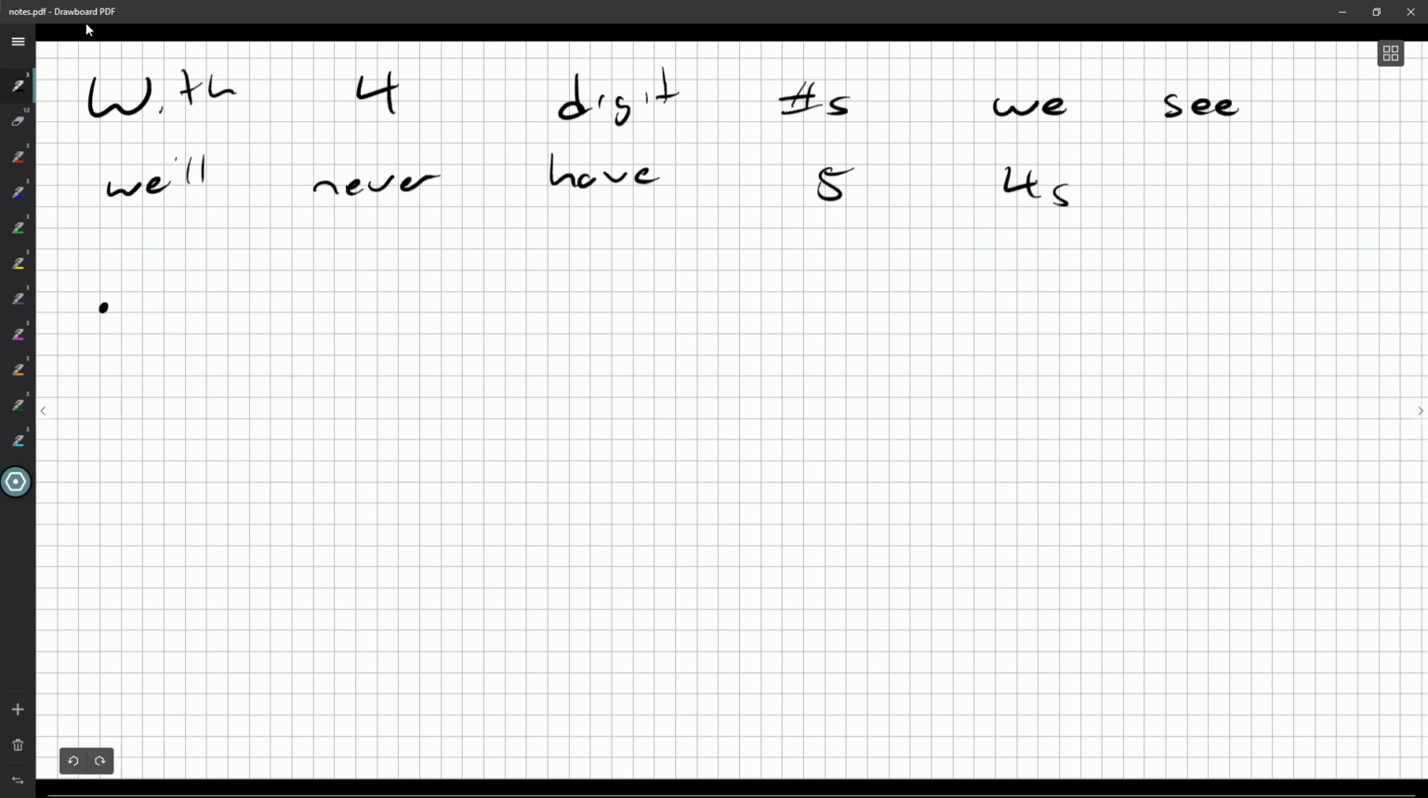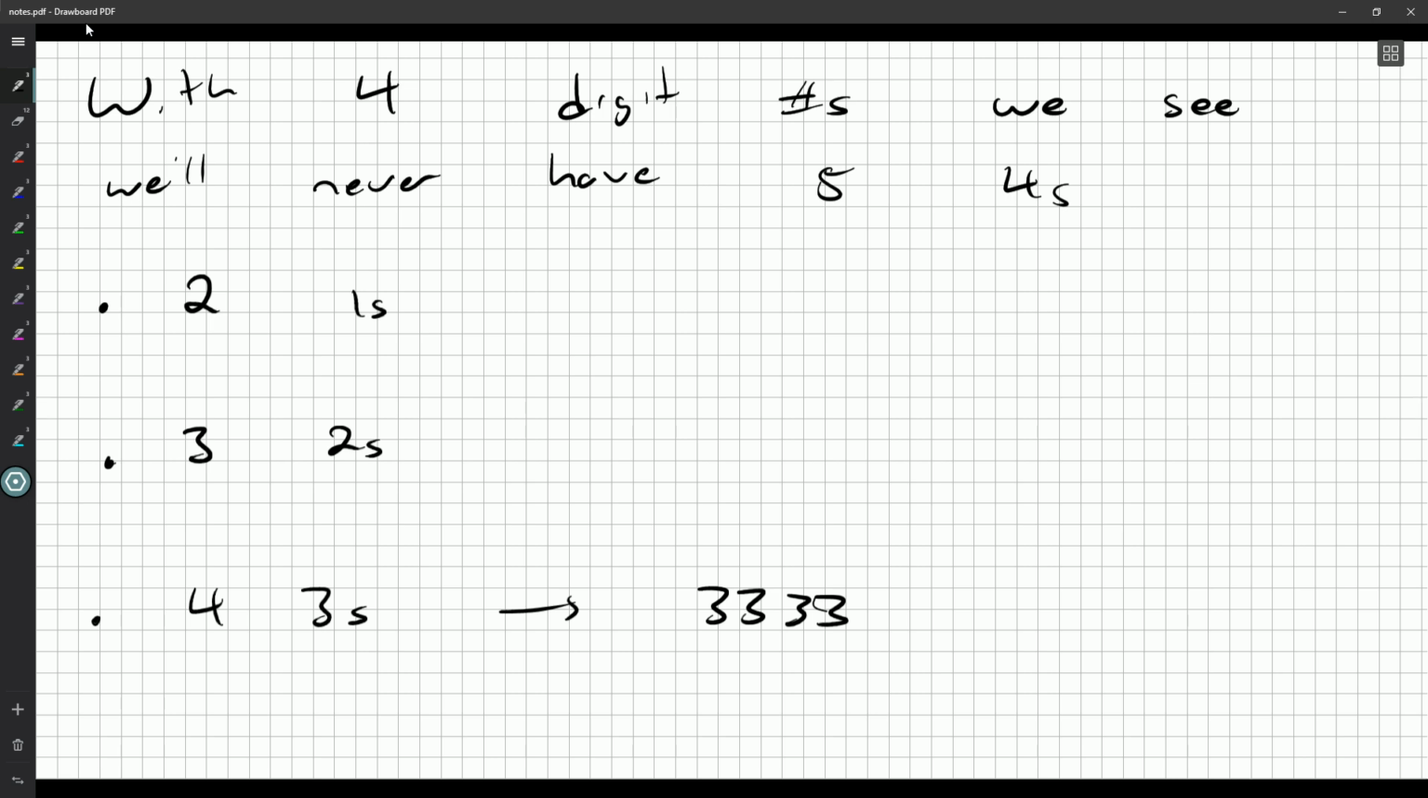So that means we have just 3 cases. Actually, I don't know how much work we're going to have to do with these 3 cases, but we could have 2 1s, or we could have 3 2s, or we could have 4 3s. Now, if you have 4 3s, you really only have this as an option. That's the only 4-digit number that's got 4 3s in it.